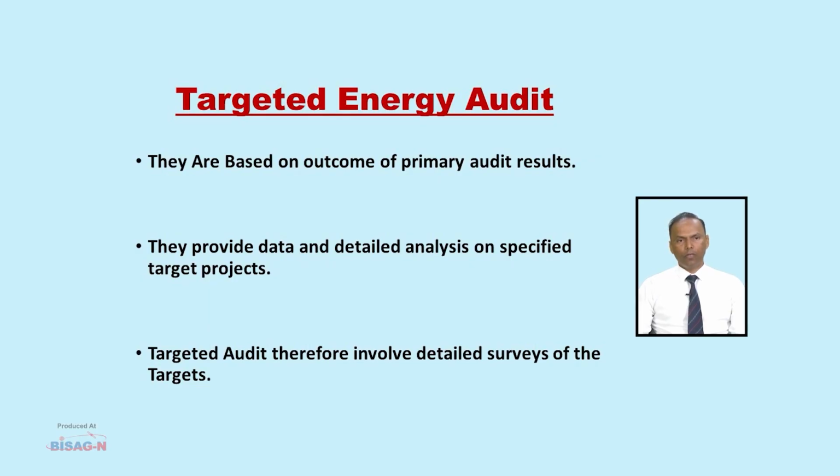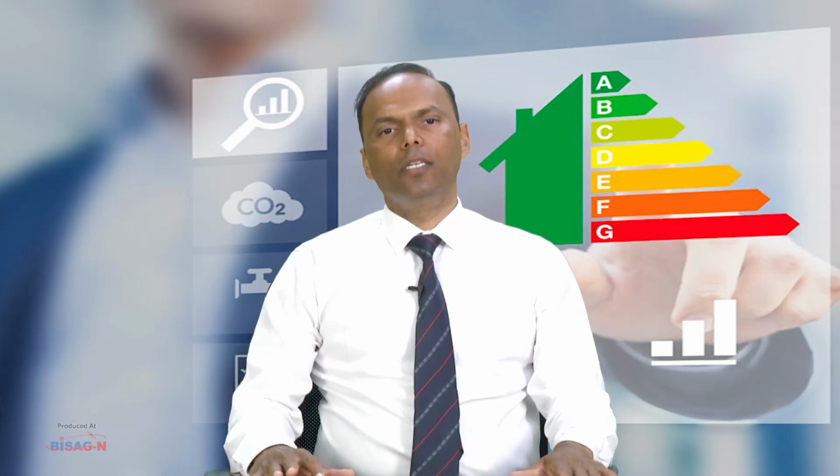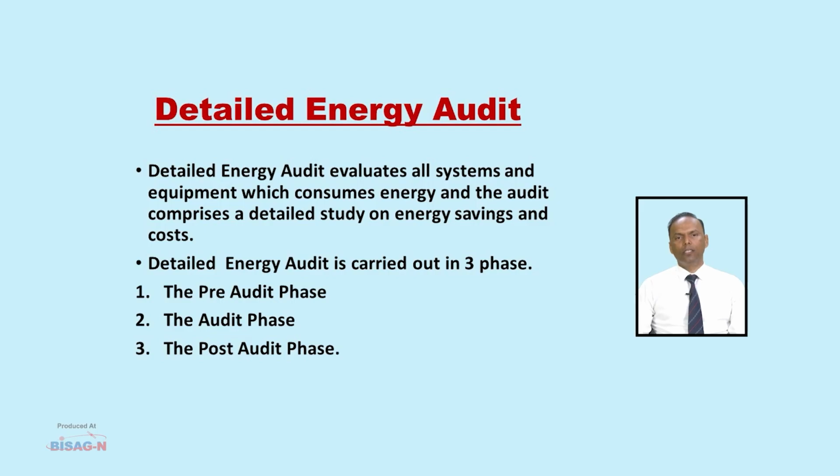Now coming to the second type, the targeted energy audit. In targeted energy audit, gentlemen, it is based on the outcome of the primary audit results. It provides data and detailed analysis on specified target projects. Target audits therefore involve detailed surveys of the targets. And then there is the detailed energy audit. In the detailed energy audit, all the systems and equipment which consume energy are covered, and the audit comprises a detailed study on energy savings and the cost. The detailed energy audit can be carried out in three phases: first the pre-audit phase, then the audit phase, and then the post-audit phase.